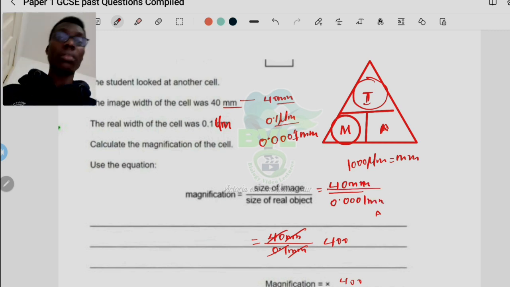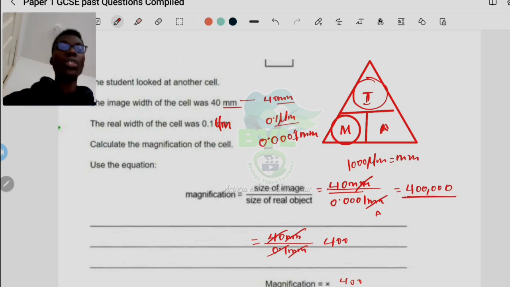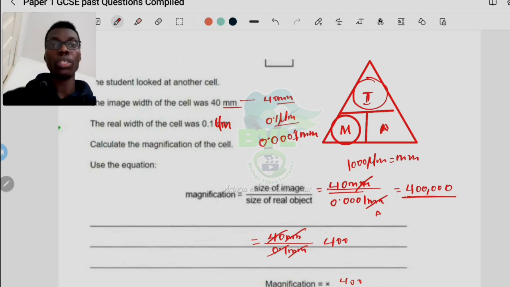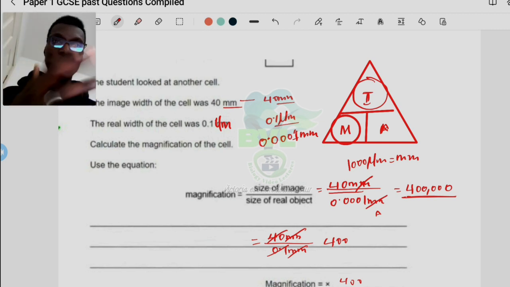So if you divide that all the way, it means that the millimeter cancels and you're going to have 4 times 400,000 times. Yes, that's what it's going to be. So the idea here is that you should always know the units must be the same. It has to be the same.